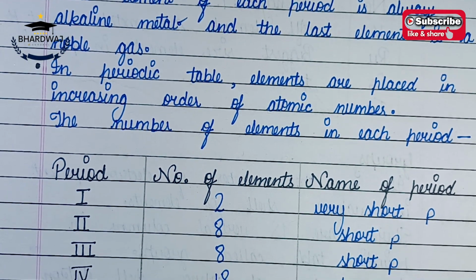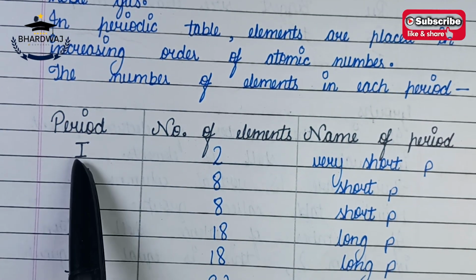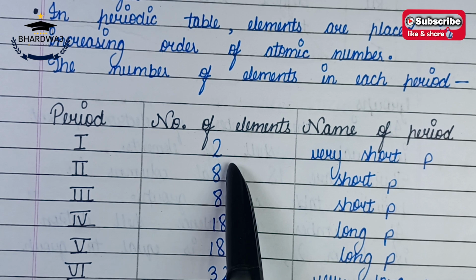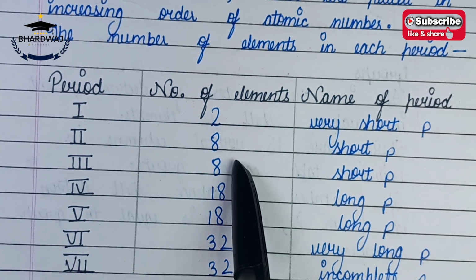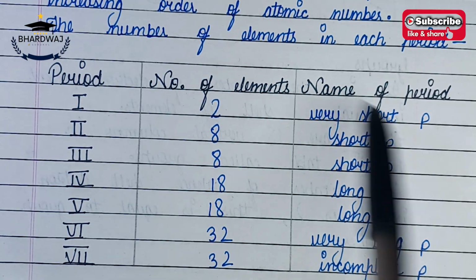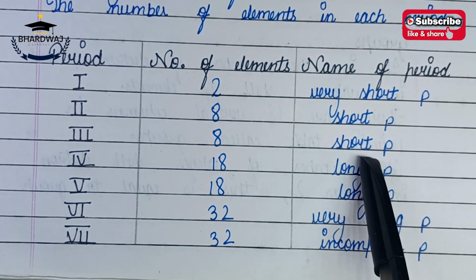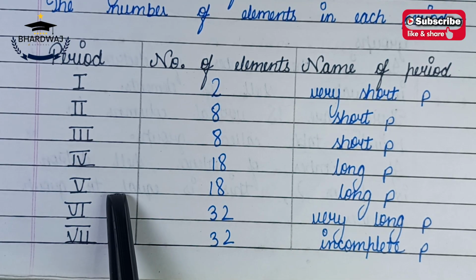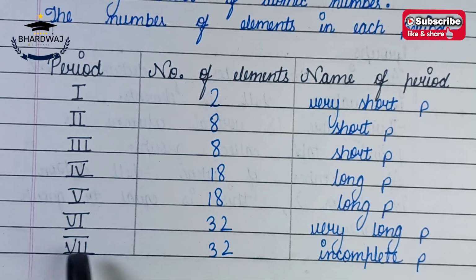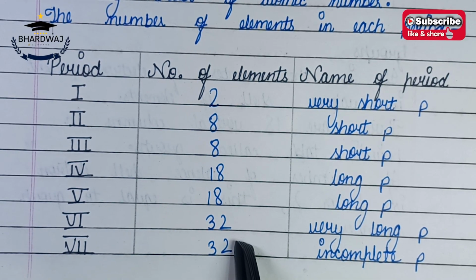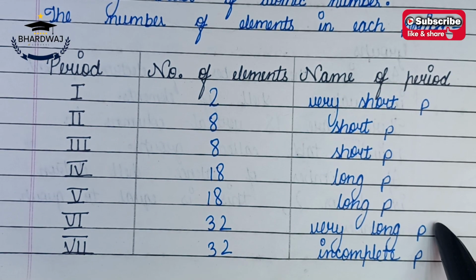So let's talk about the periods, the 7 horizontal rows. The first period contains a maximum of 2 elements and this is the very short period. The second one contains 8 and it is called a short period. The third one contains 8 elements and this is also called a short period. The fourth and the fifth contain 18 elements each and they are both referred to as long periods. The sixth one contains 32 elements and it is the very long period. This is the longest period in the periodic table.